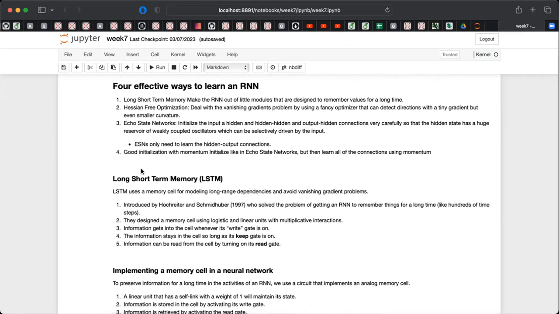And there is one method which is called the long short-term memory, which is one of the more popular ones. The way it's done is to design memory cells, which use either logistic or linear units with multiplicative interactions. The information gets into the cell whenever its write gate is on, and I'm going to show you what this means. The information stays in the cell so long as its keep gate is on, and information can be read from the cell by turning on its read gate.